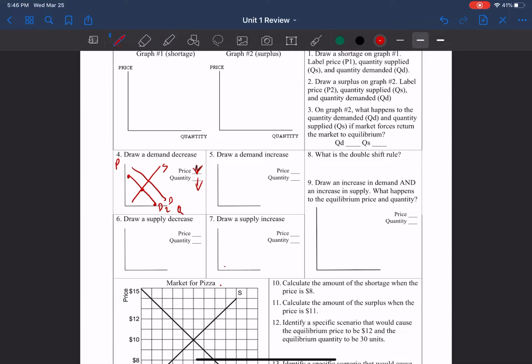Let's do another one. Here's your supply and your demand. Now, if there's an increase in supply, we draw our new supply line over here. What happened to price? Well, it went down, but quantity went up.